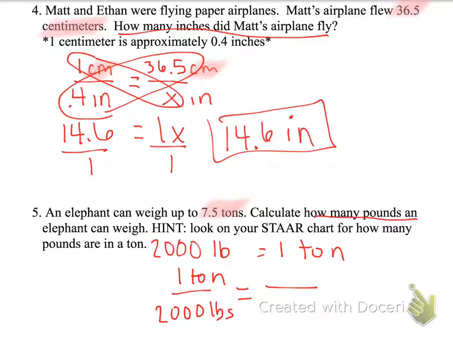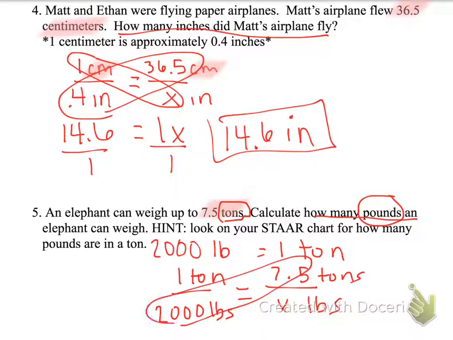So you always find your conversion rate with your two different units. And then you put whatever you know. Well, I know that the elephant can weigh up to 7.5 tons. And so we want to know how many pounds is that. So when I solve this proportion, I get 15,000 pounds.